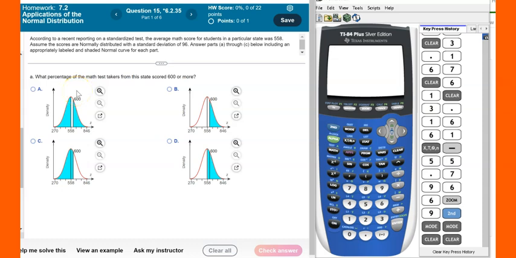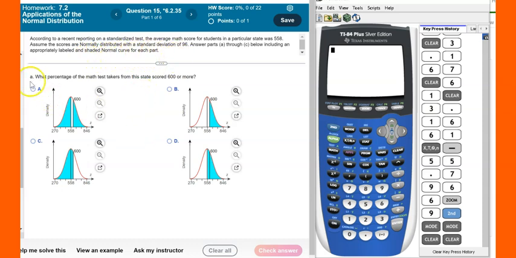Question number 15. According to recent reporting on a standardized test, the average math score of students in a particular state was 558. That's the average, the mean. Assume the scores are normally distributed with standard deviation 96. Answer parts A through C below using an appropriately labeled and shaded normal curve for each part.